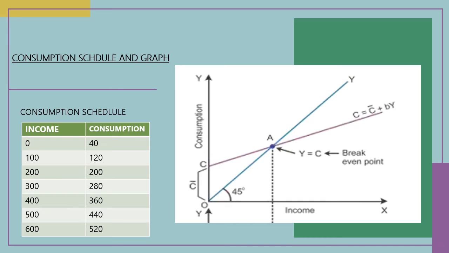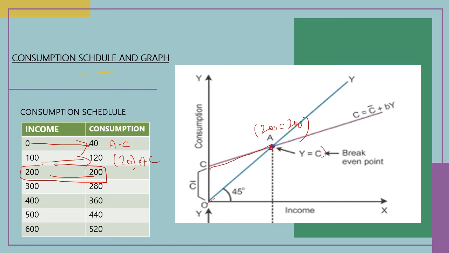Okay. Next one is consumption schedule and graph. What is the functional relationship of income and consumption? Here, at income 0, your consumption is 40. It is autonomous consumption. Then 100, 120. Here 20 is autonomous consumption. Here 200, 200: your income is equal to consumption. So this is the consumption curve actually. Your income curve is there, your consumption curve is here. The meeting point, here only, 200 is equal to 200.